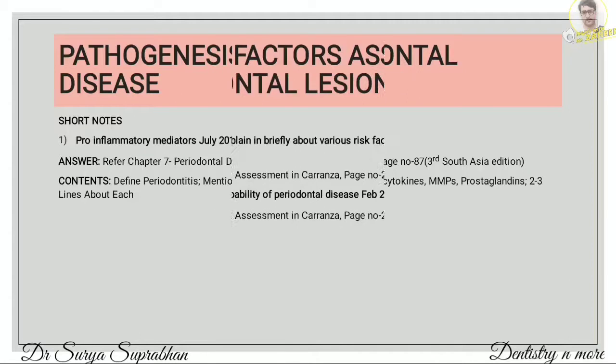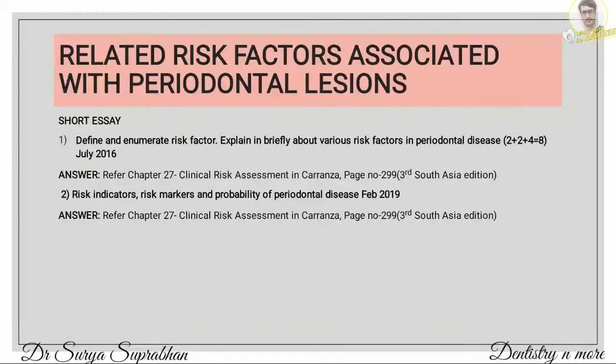Moving on to the next chapter, that is risk factors. So define and enumerate risk factors, explain briefly about various risk factors in periodontal disease. For this, refer chapter 27, clinical risk assessment.